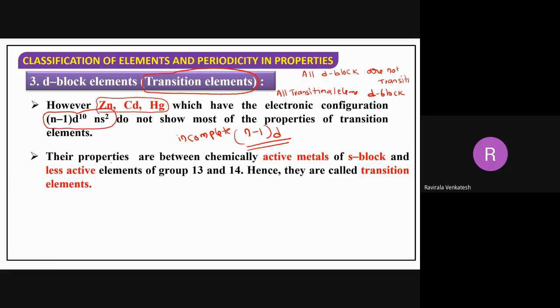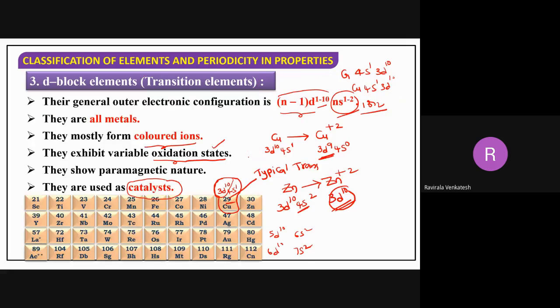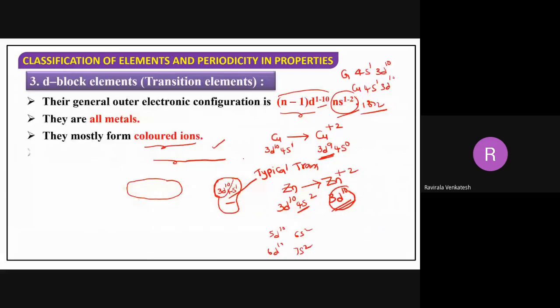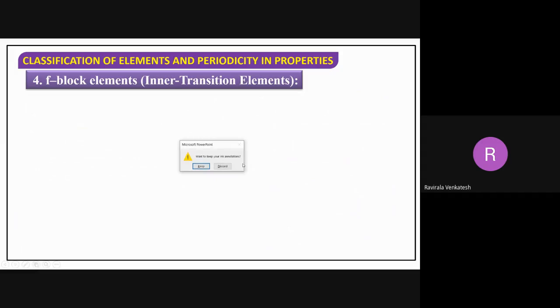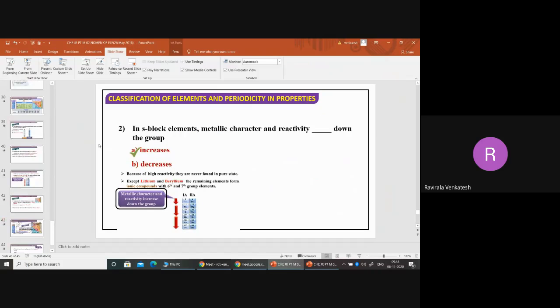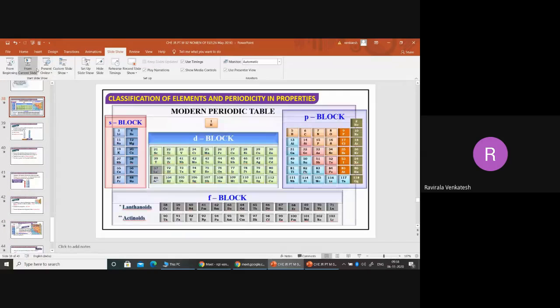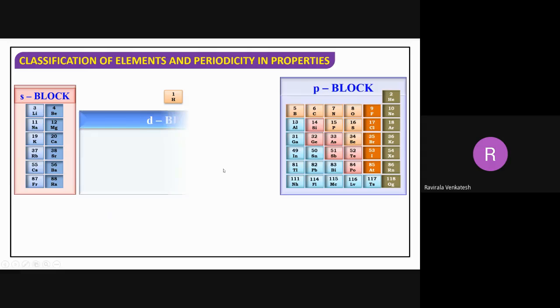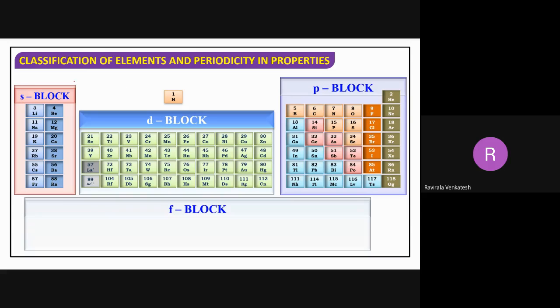Now, regarding these properties, when you observe, the chemically active metals are in the s block, and less active elements are in the p block, with the transition in between. For example, let me see the periodic table again. Now if you observe this periodic table, there are s block, p block, d block and f block. Now what is happening? s blocks are what? Very highly reactive, more reactive.